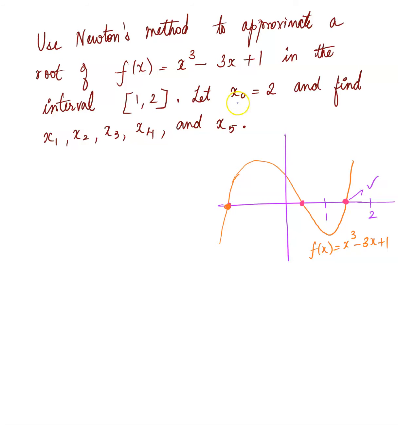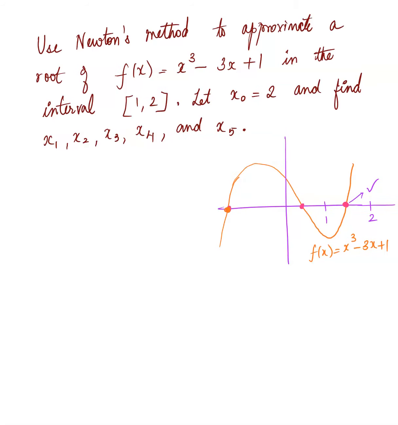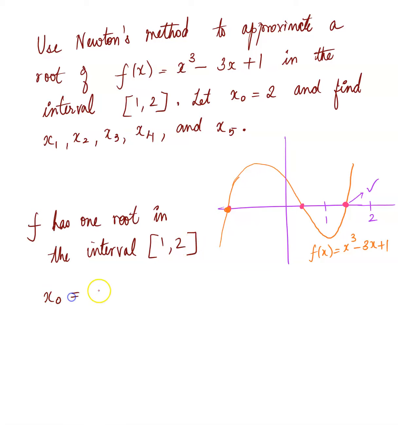Now, they gave us x naught equals 2, so we could use 2 as a starting point because of the interval that they gave us. If they didn't give us that interval, we would have used the graph to help us get the closest starting point, a guess point for us to begin our approximation. We have to write what we just observed. F has 1 root in the interval 1 to 2. X naught is equal to 2.